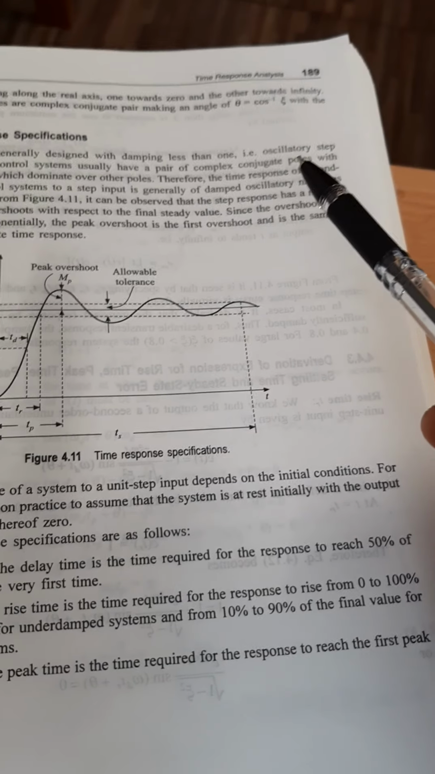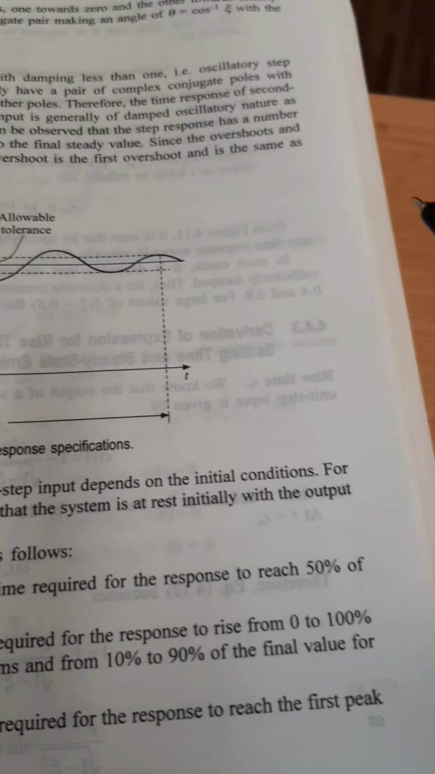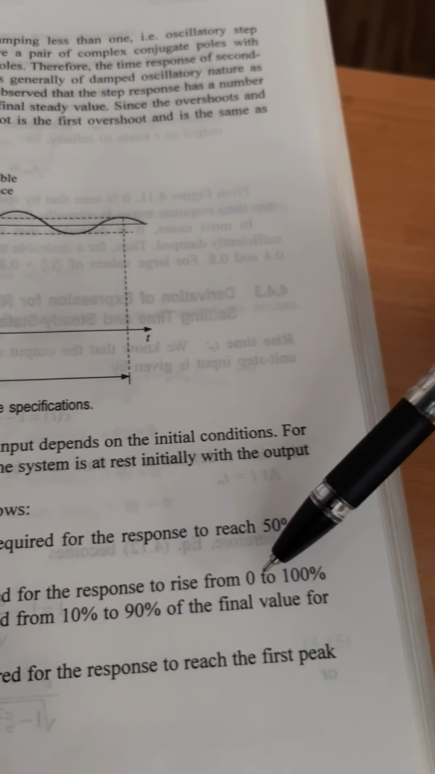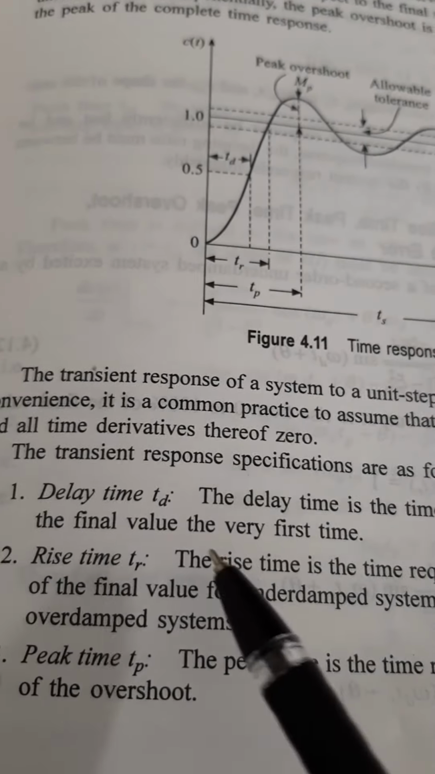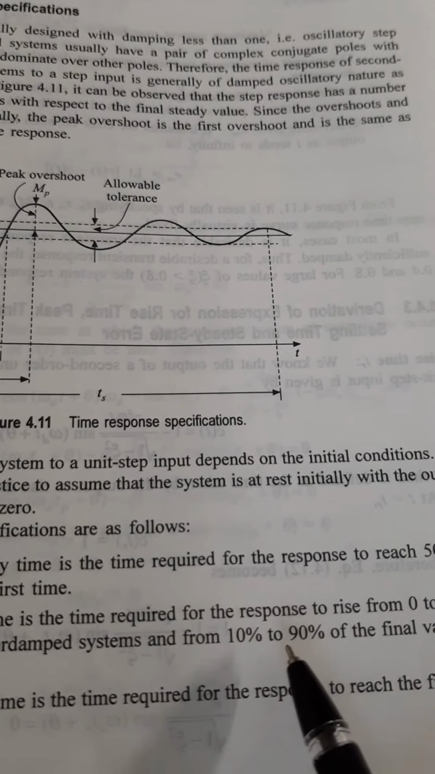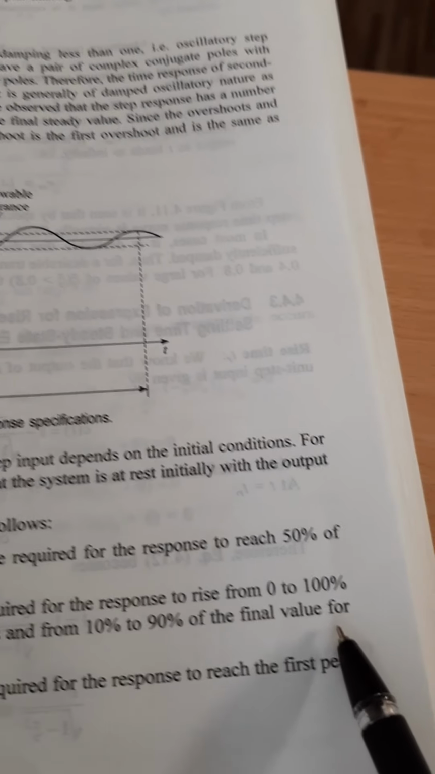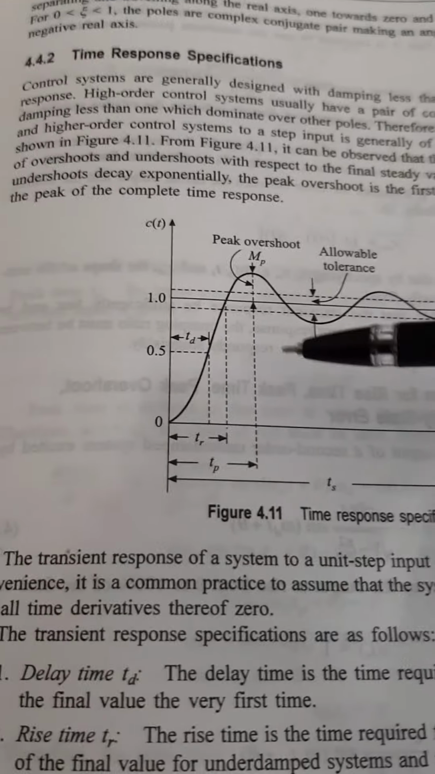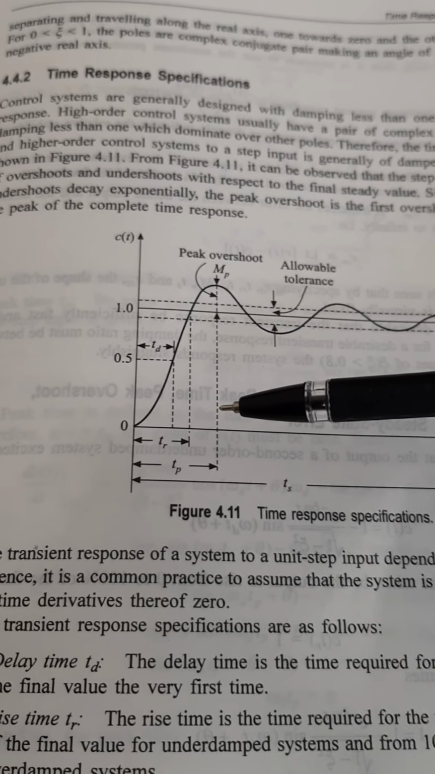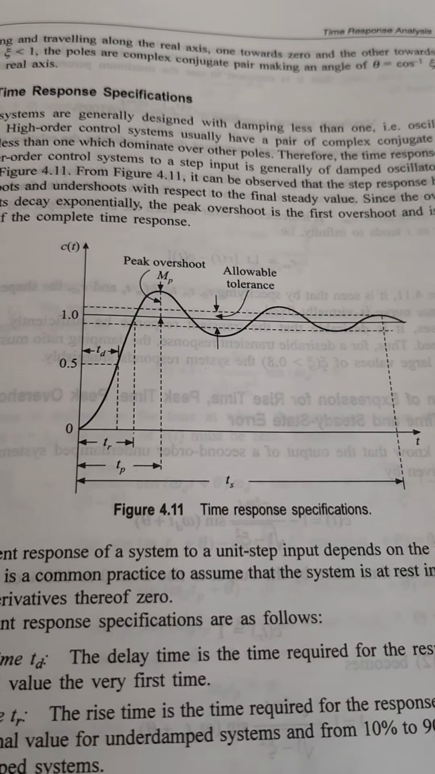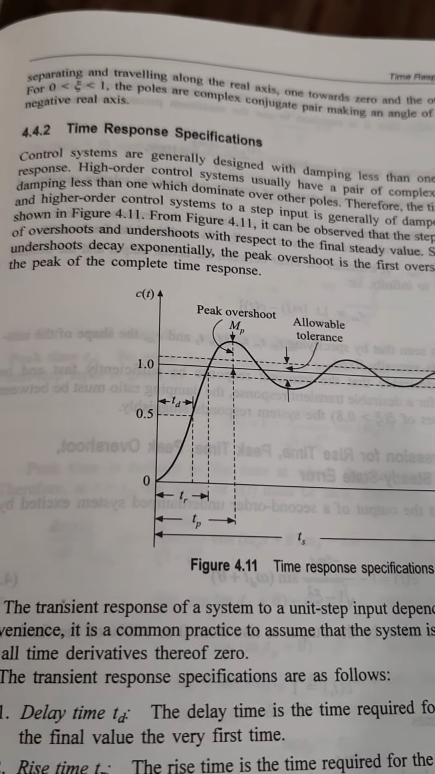For an underdamped system it is 0 to 100% of the final value, and for overdamped systems it is 10% to 90% of the final value. So in this case, it is an underdamped system.